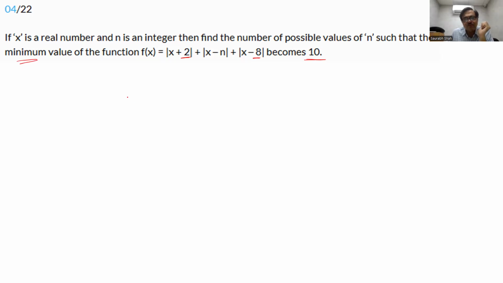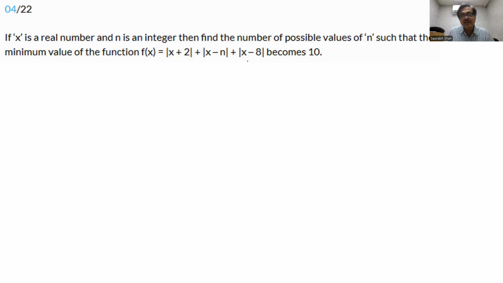Suppose I write f of x is equal to modulus of x plus 2 plus modulus of x minus 8. The minimum value of this is 10. If I take x anywhere between plus 2 and minus 2, including the 2. So if I select x as 0, I simply have 2 plus 8, 10. If I select x as 1, I have 3 plus 7 is equal to 10. So this has become a very, very easy question for those who know this part. Otherwise, it is quite a bit frightening.